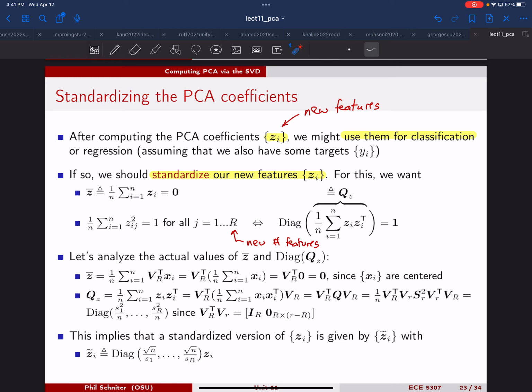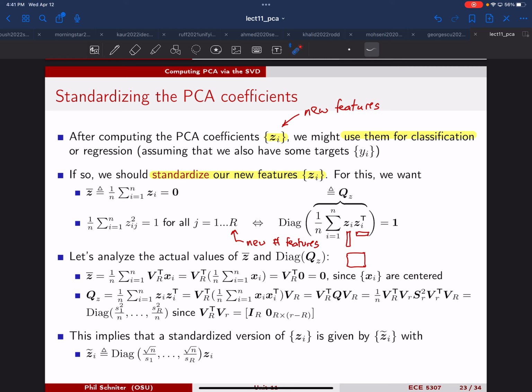Okay, is everybody with me so far? There's a slightly easier way to think about this. It seems more complicated at first, but it's easier to work with. If you compute the sample covariance matrix of our new features, that would be the average of Zi Zi transpose. Zi is a column, Zi transpose is a row, their product is a whole matrix, and then you average that matrix over your n data samples. You get your sample covariance matrix for your new features.